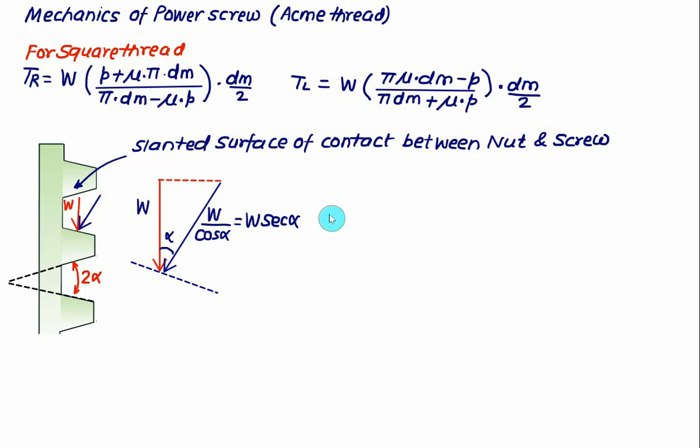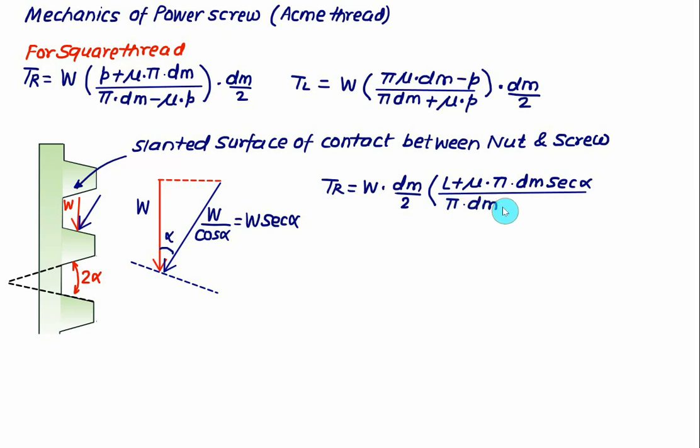So for Acme thread, the torque required to raise the load, TR, is given as W into dm divided by 2, multiplied by pitch P, or lead L, plus mu into pi into dm. The additional term coming here is sec alpha, divided by pi into mean diameter dm minus mu into pitch into sec alpha. So this is the modification in the case of Acme thread.